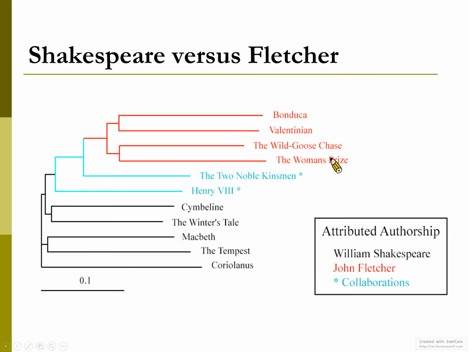result of cluster analysis, also including the original plays by Fletcher and the plays purely from Shakespeare. Then you can see that the tree actually reflects the intermediate relationship between Fletcher and Shakespeare. So the Two Noble Kinsmen is closer to Fletcher because more of it was written by Fletcher, and Henry VIII is closer to Shakespeare because it was written more by Shakespeare.